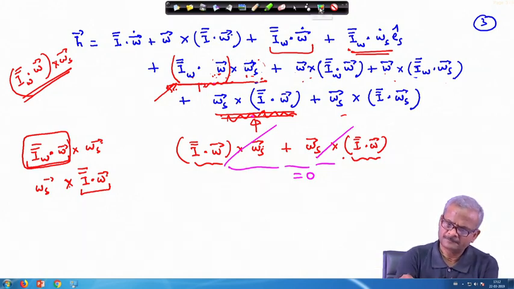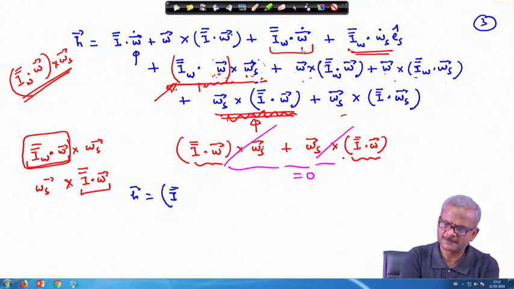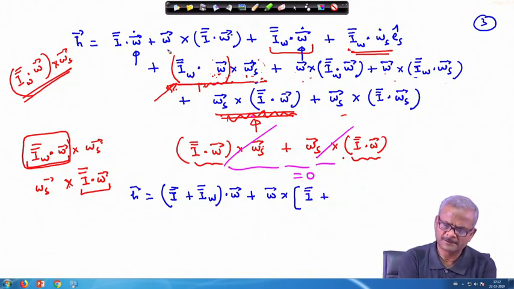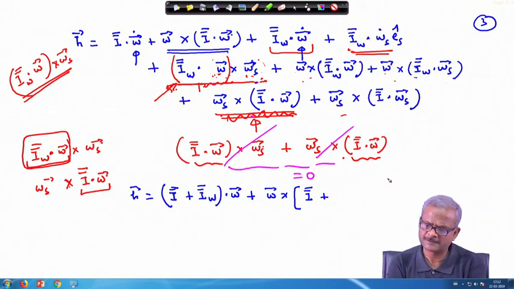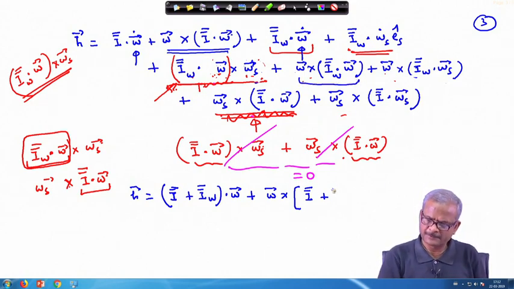So, we have, therefore, h becomes I double bar, and you can see that omega dot is here and there is also omega dot here. So, we combine these terms and plus omega cross, and then pick up a similar term from this place where the omega omega is involved. This is present here in this place. So, we pick up that part.